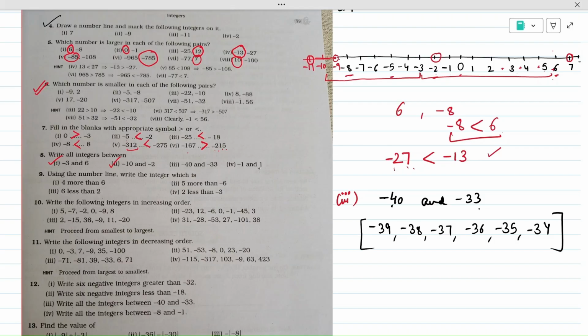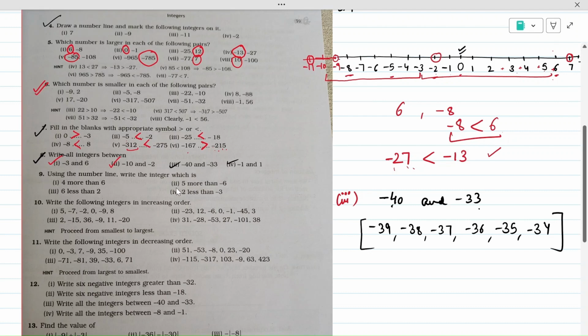Between minus 1 and 1, what is there? Only 0. So between these two we have only 0 here. This is also done. So this question is done. This is homework for you. Now let's move to question number 9.